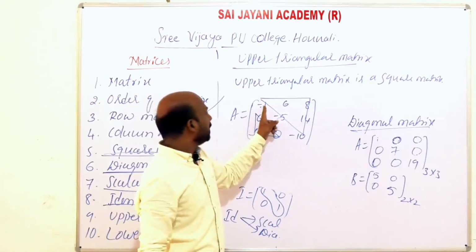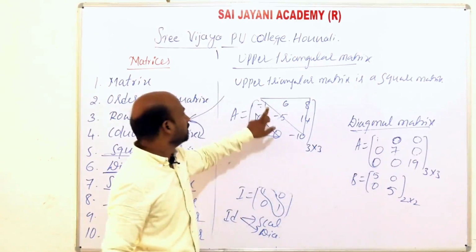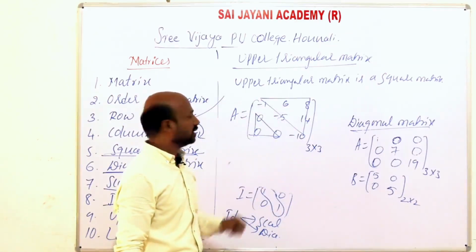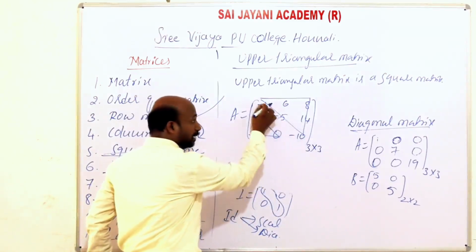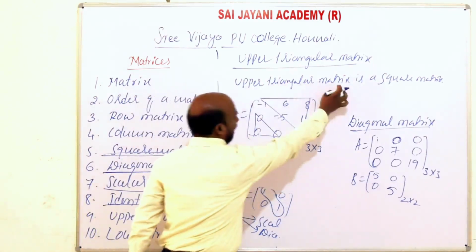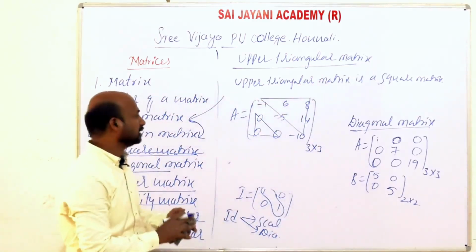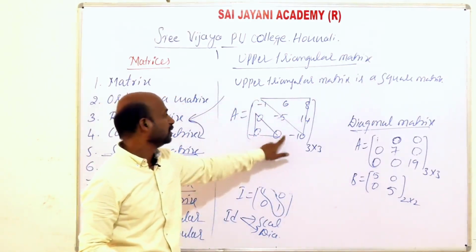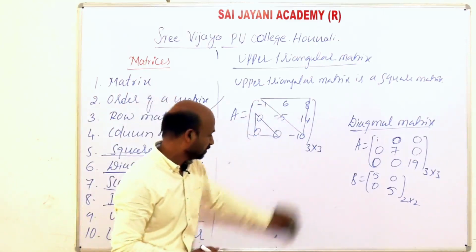See here, minus 1, again its order is 3 by 3. The elements in the first row, minus 1, 6, 8, minus 5, 14, and then minus 10. Okay, 0, minus 5, 14, 0, 0, minus 10. Observe madi, elements below the principal diagonal elements are zeros. Andre upper triangular matrix alli principal diagonal elements matte adra mele irtakkanta elements present agirutte. Elements below the principal diagonal elements must be 0. That is upper triangular matrix.